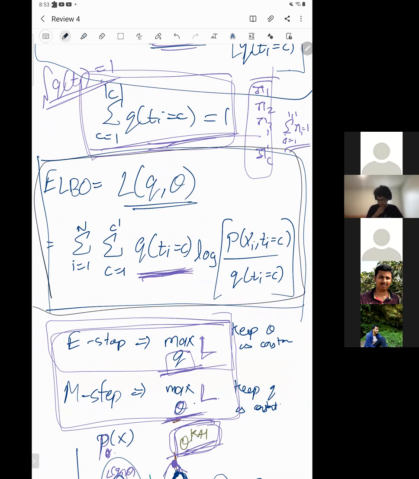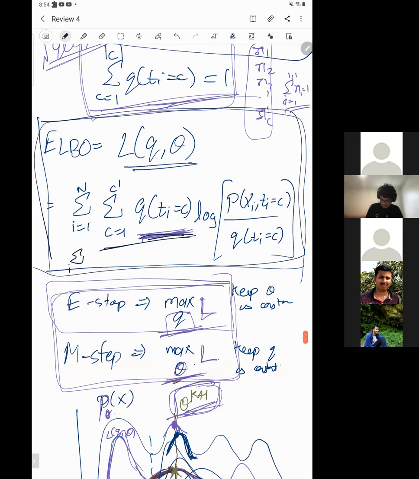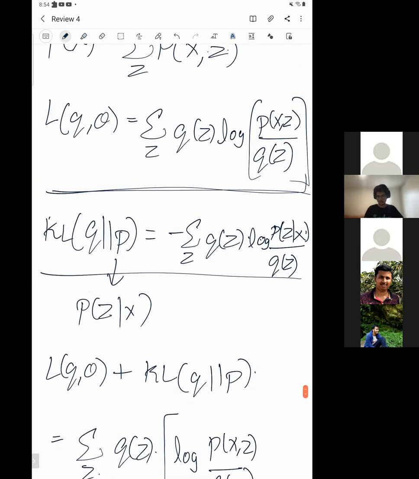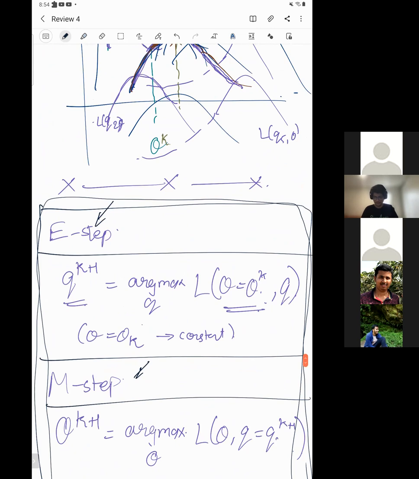Remember, this is assuming that it's a discrete distribution, which is why it is a summation. If it's a continuous distribution, then we would replace the summation with an integration sign. So in the continuous case, it would be Q times log of that term. I hope there are no doubts in this. I'll be continuing further. If you have any doubts, please go ahead and unmute yourself and ask me.